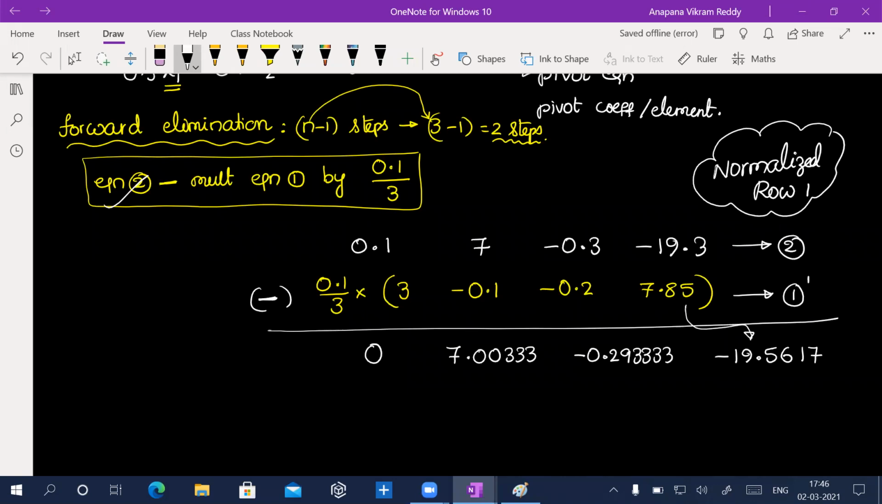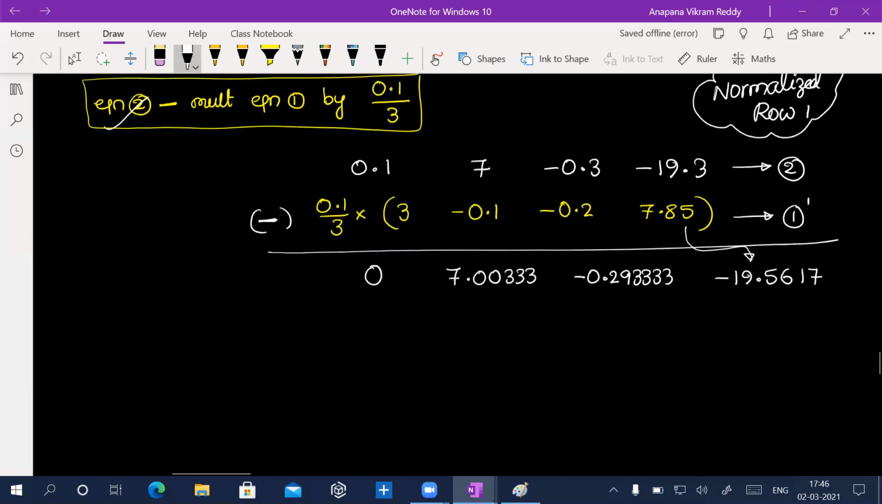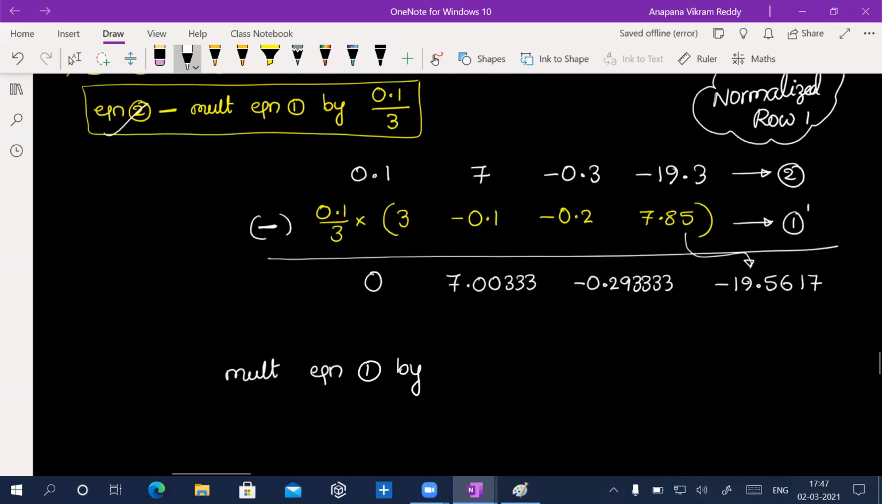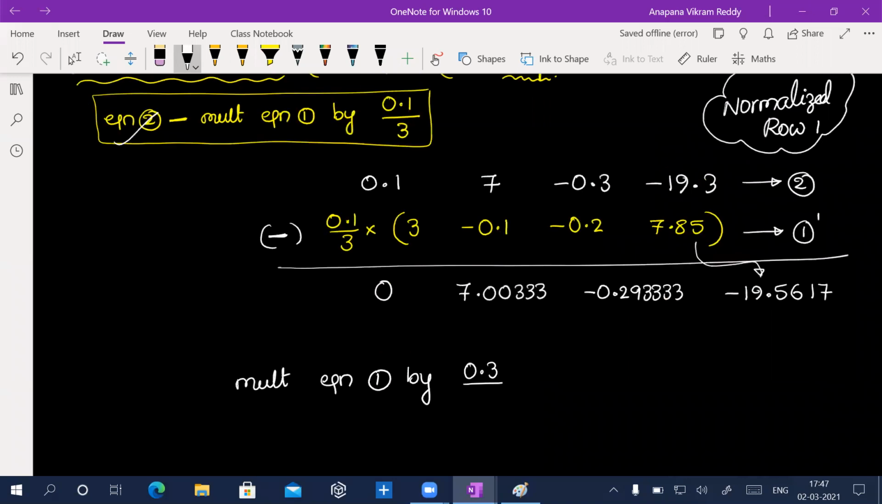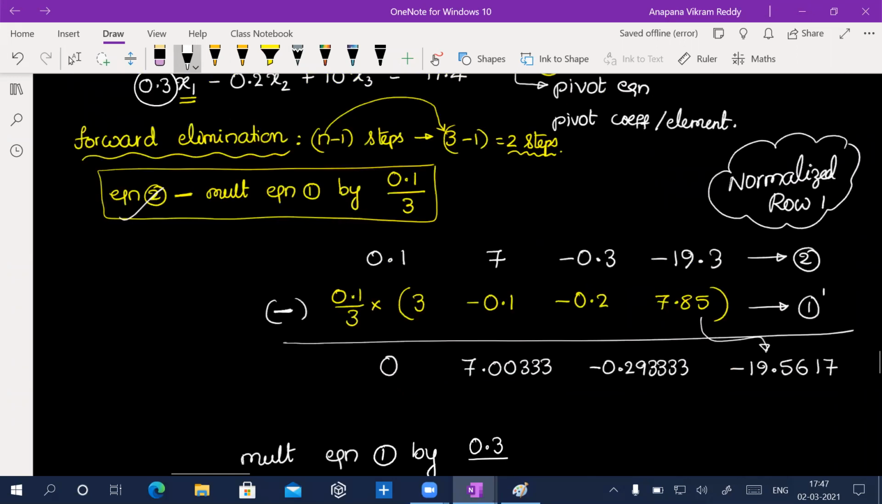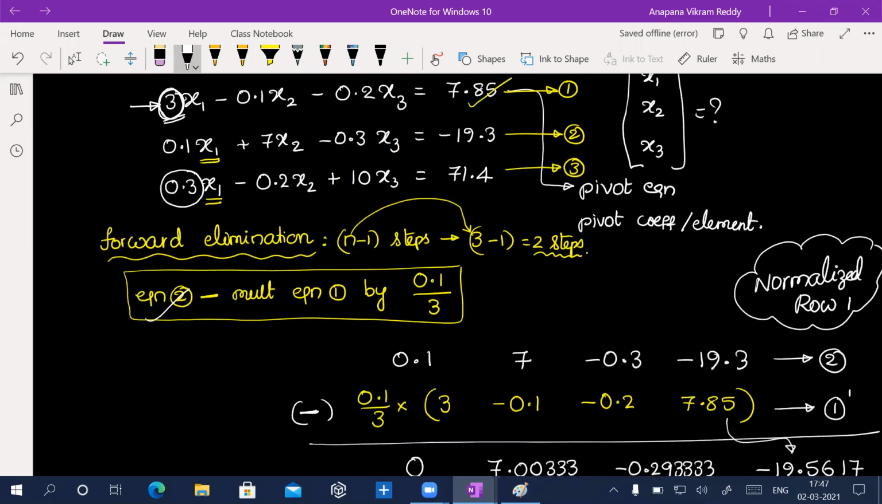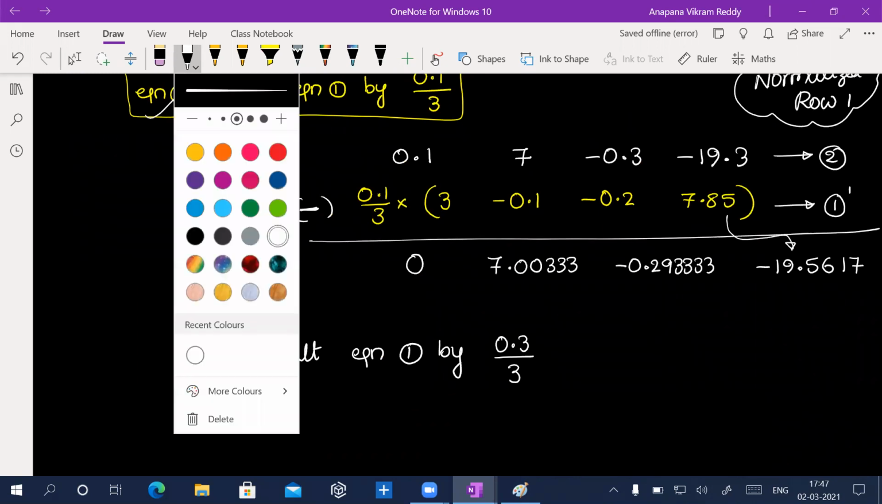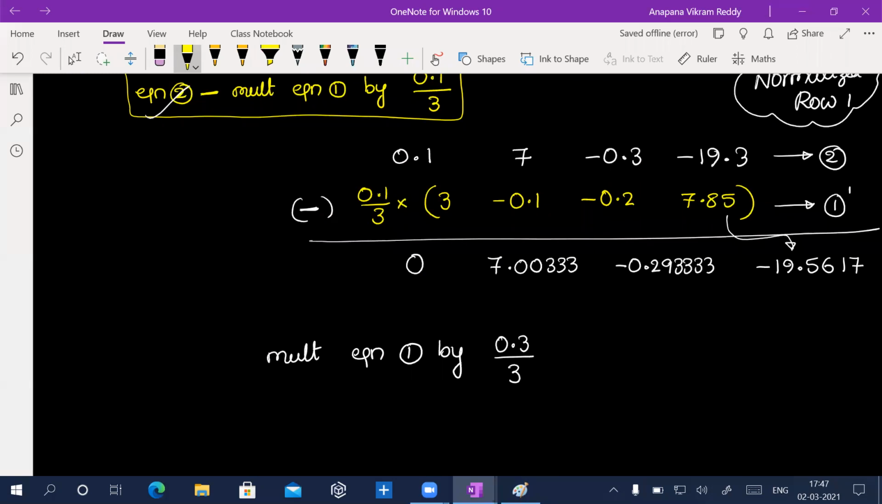Now what about this row 3? So now I should multiply equation 1 by what? This one, right? So I have 0.3 by what here? 0.3 by 3, sir. Okay, so multiply equation 1 by 0.3 by 3. Then you subtract. This is normalized row 1. You subtract from equation number 3.